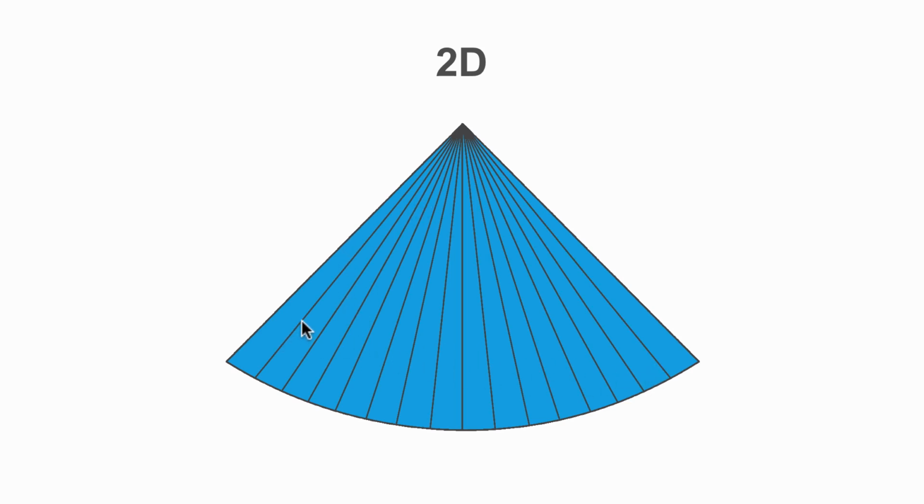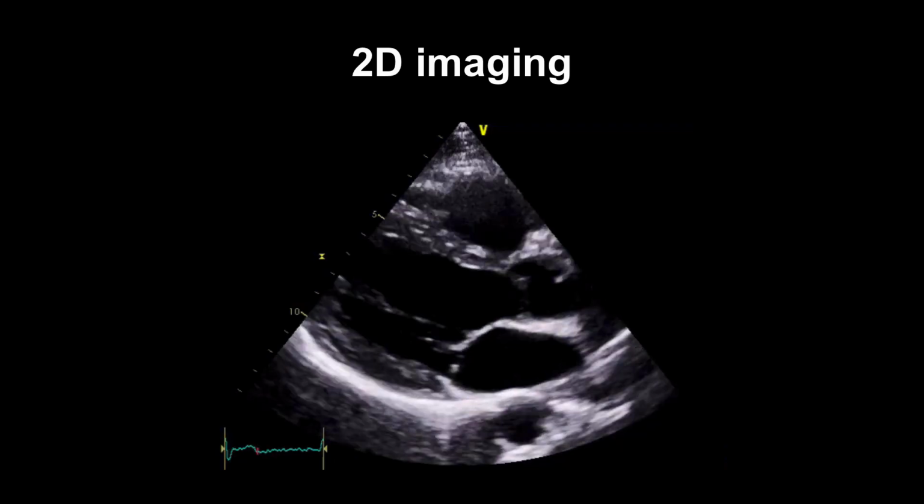But then you can also see that if you've got two structures next door to each other, you need to be able to separate them. So how wide these beams are will affect that. And then the other thing we need to think about is axial resolution. So for a structure near the probe versus a structure a bit further away, how well we can differentiate those. And that's dependent on the frequency of the ultrasound beam.